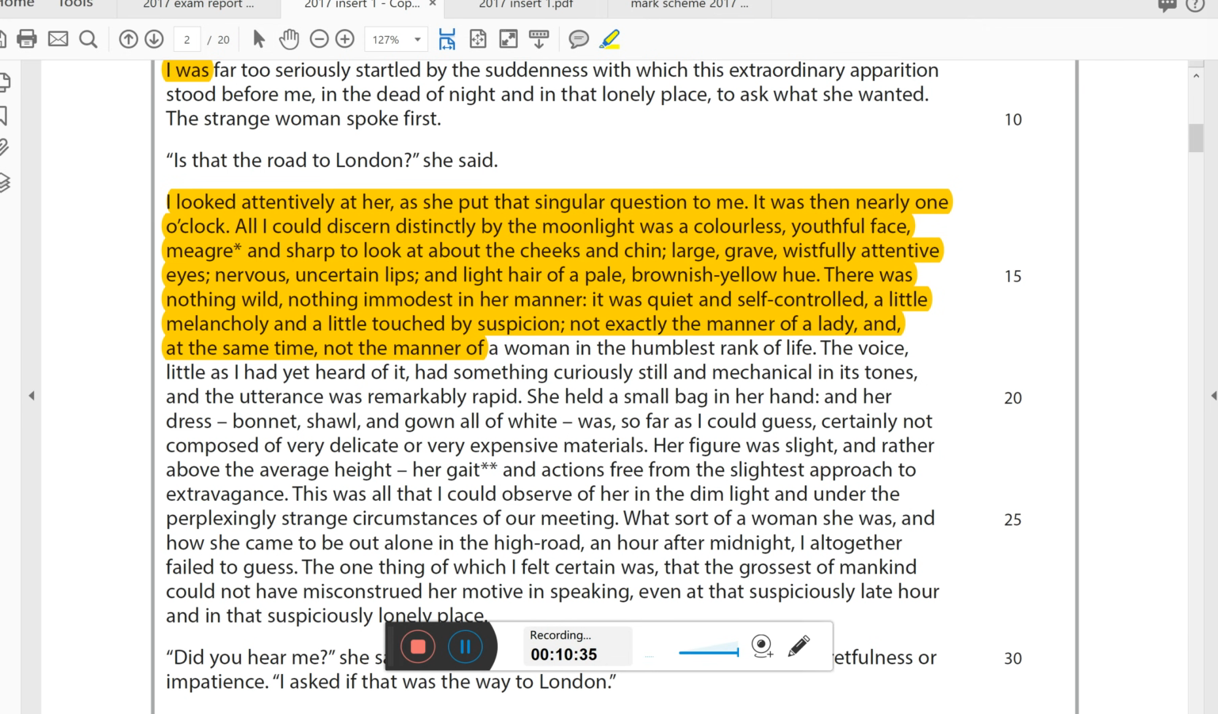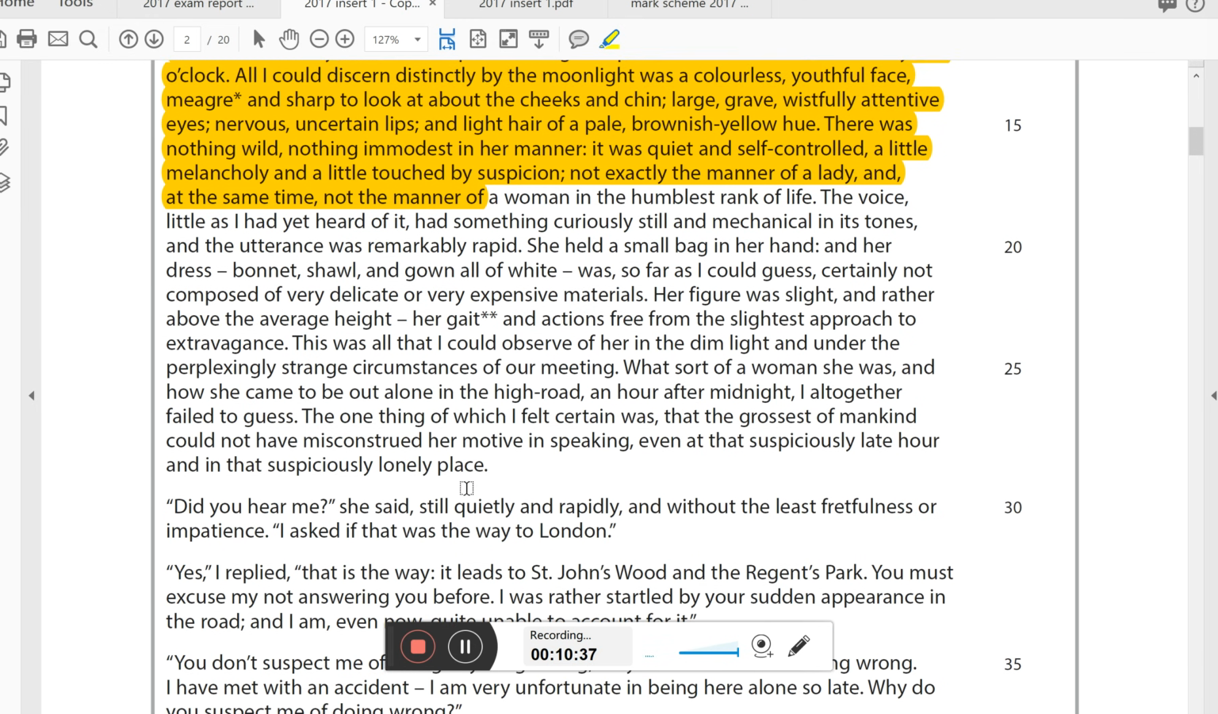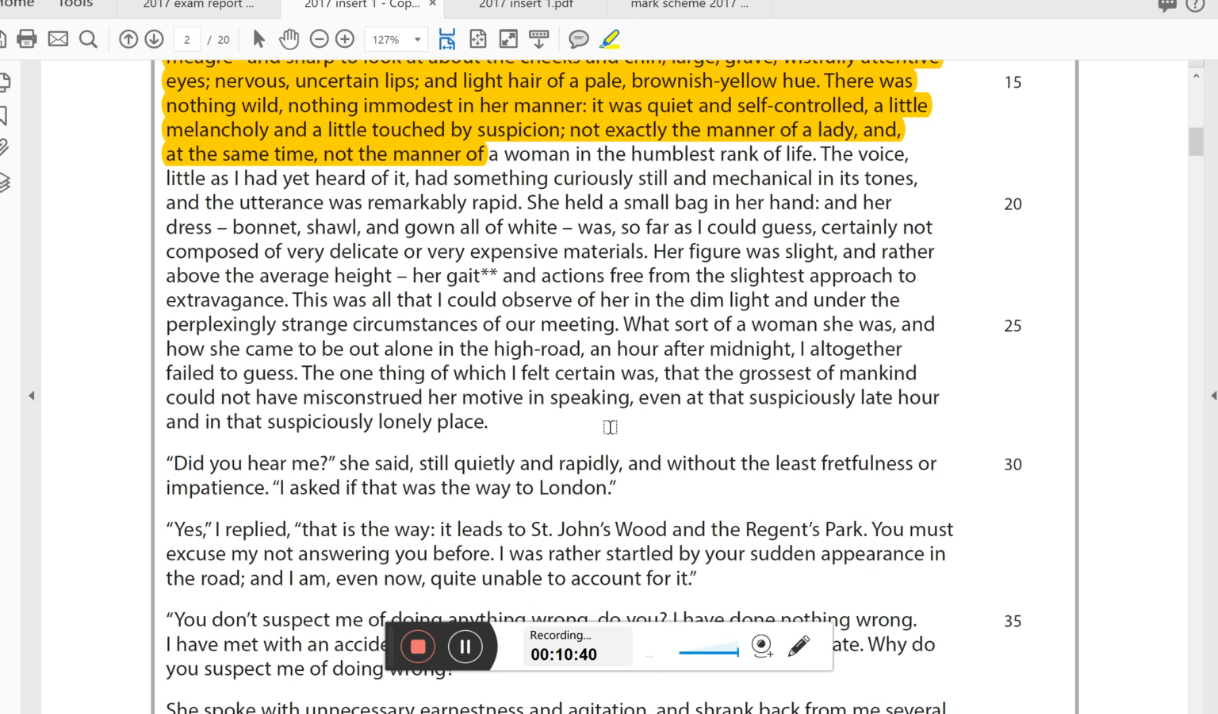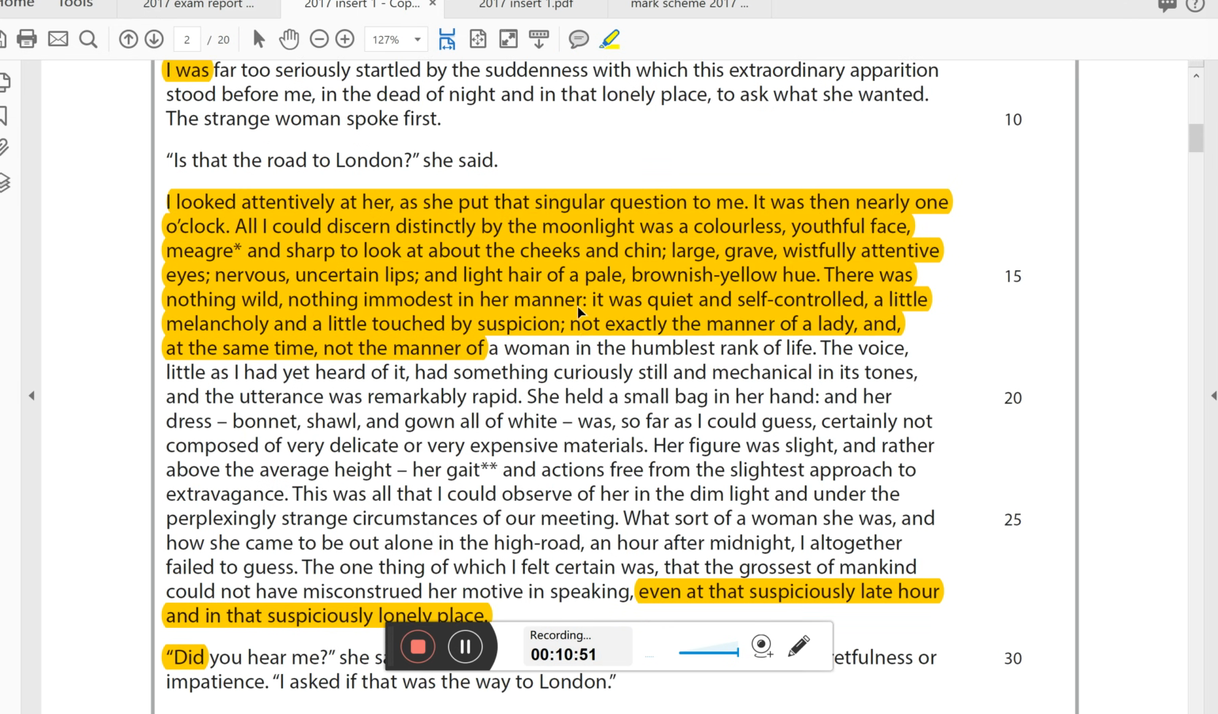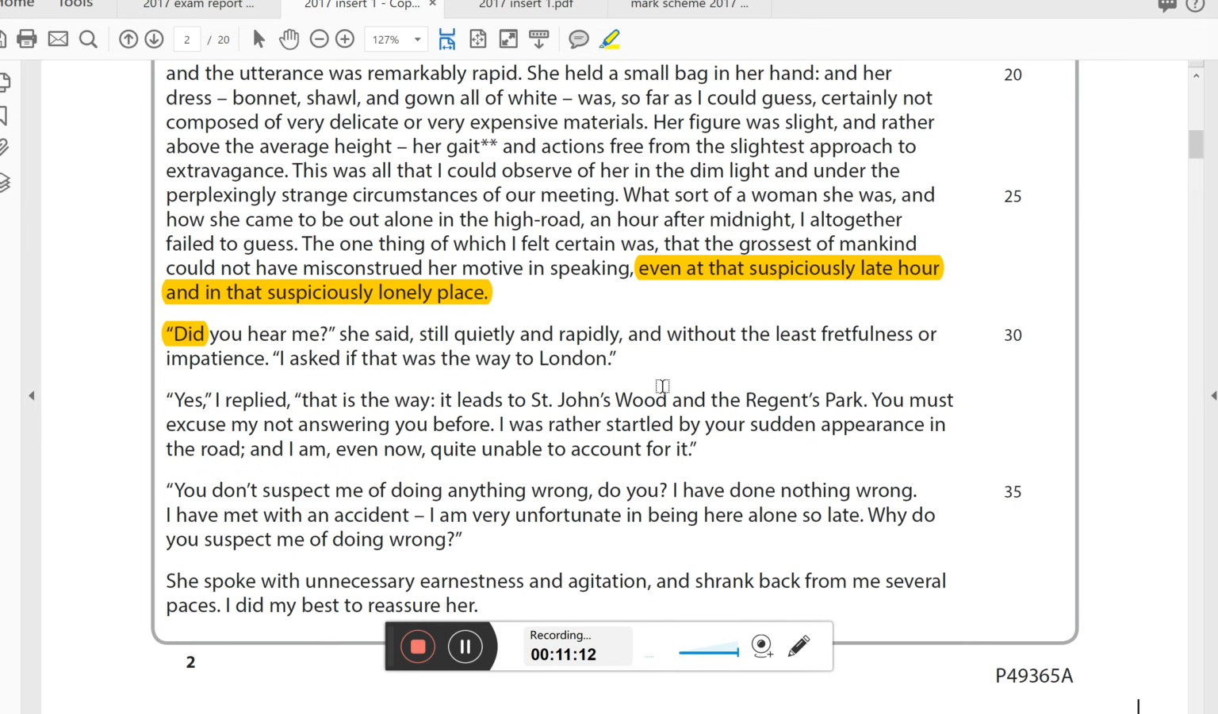Then you've got the setting. In this case, the setting is something that you could write about, isn't it? So you've got the fact that it's a suspiciously late hour in a suspiciously lonely place. You've got the fact that it is in the moonlight, here we go, up here. This bit here says she's in the moonlight. And then you could talk about, well, how does that generally in books and films, why is it being dark and in the moonlight make it more mysterious? What are the associations we have with that sort of time of day?